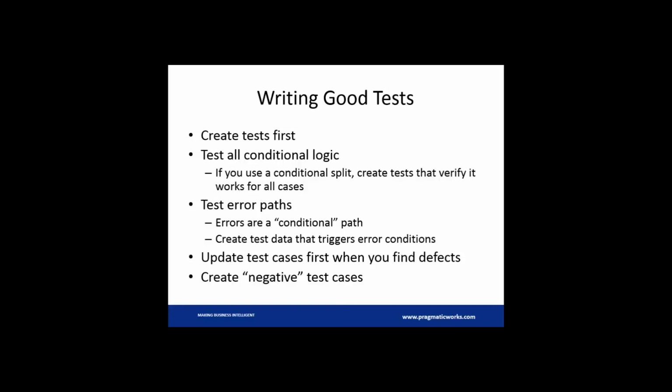If you're going to do unit tests, make sure you test all your conditional logic, conditional splits, error paths on lookups not matching, etc., those types of things. You want to make sure you have tests and data that actually hit those types of things. And negative test cases. You ideally want test cases that verify what happens if there is an error. Does it behave properly or not?